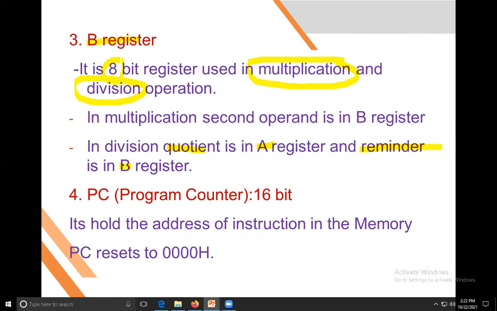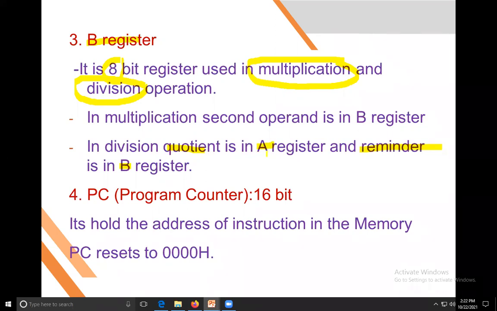See the difference between 8085 and 8051. In 8085 there is a register pair, but in 8051 there are no register pairs. Register A and register B are used for such calculations. So this is the next point for the B register: the quotient is in A and the remainder is in register B.